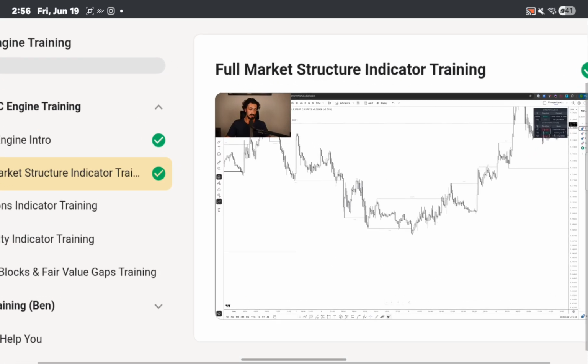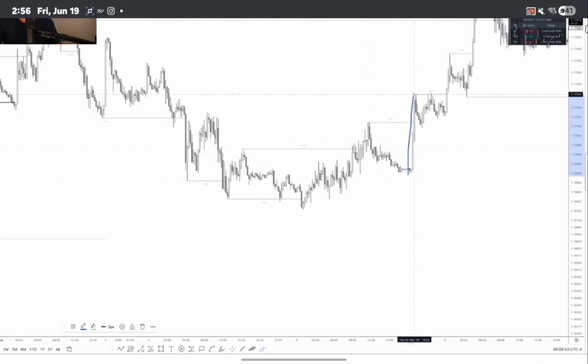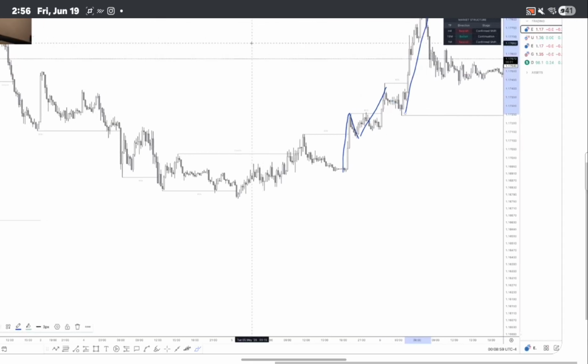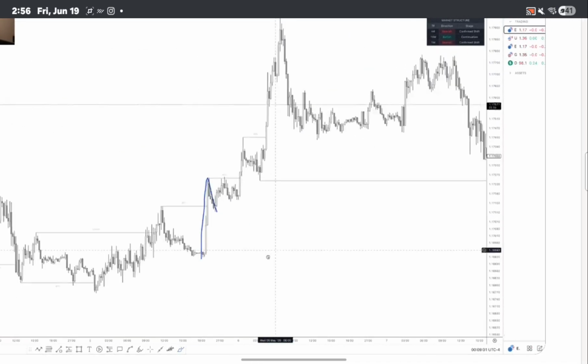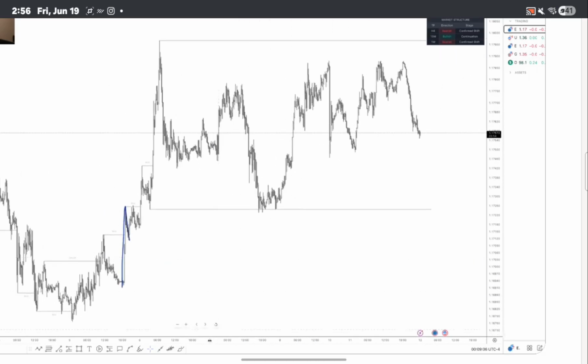And so we change character. The pullback is the long. We break structure. The pullbacks are to go long. We break structure. The pullbacks are to go long. We break structure. Which leads us up to where we are right now, which is a pretty large range, and sometimes it happens.